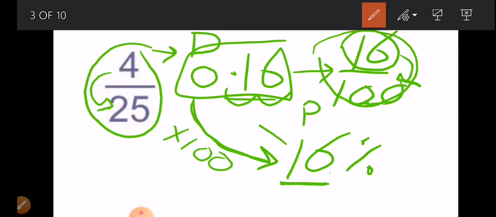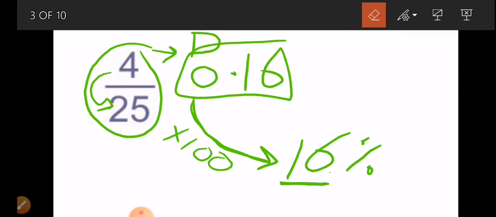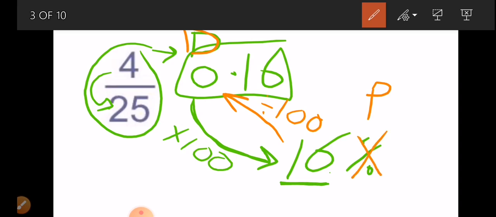It means what? If I want to go back, what should I do? Let's erase some of this. We will take a shortcut. If I want to go back, what is the opposite of multiplying by 100? Divide by 100. So if I want to go back from the percent to the decimal, what should I do? Remove the percent sign, divide by 100, so 16 divided by 100, it moves the decimal 2 places to the left, so it means 0.16 as a decimal.